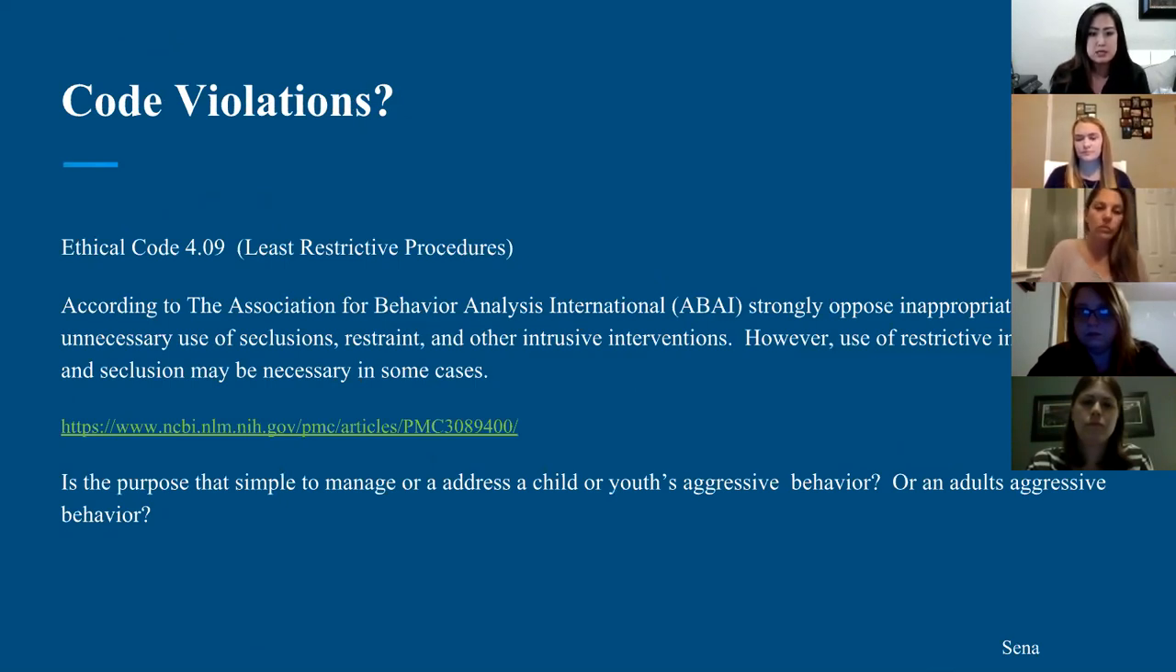And is the purpose that simple, to manage or address a child or youth's aggressive behavior? If you actually think about it, is it really that simple to manage and talk to a child or an individual when they are in a time where they just cannot balance themselves out? If they're that angry and that upset and they're using physical anger, can you really talk somebody down at that time? And do you always know when that's about to happen?